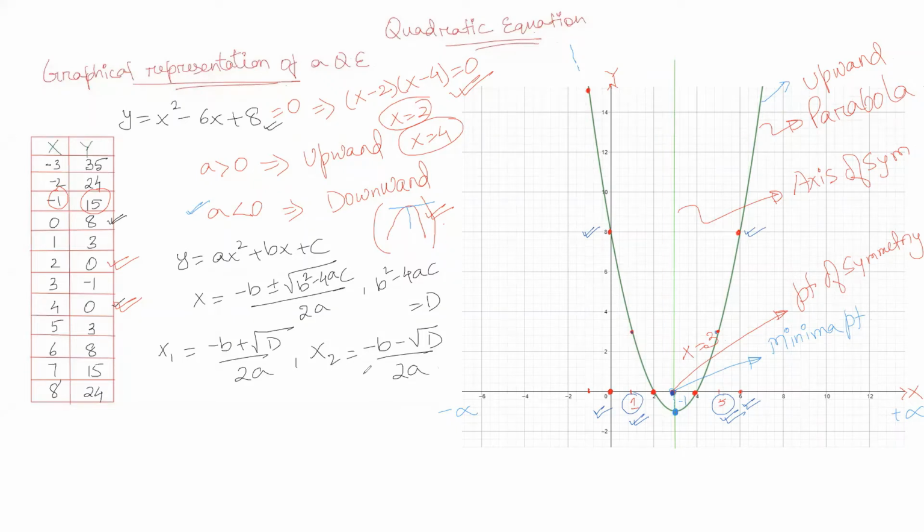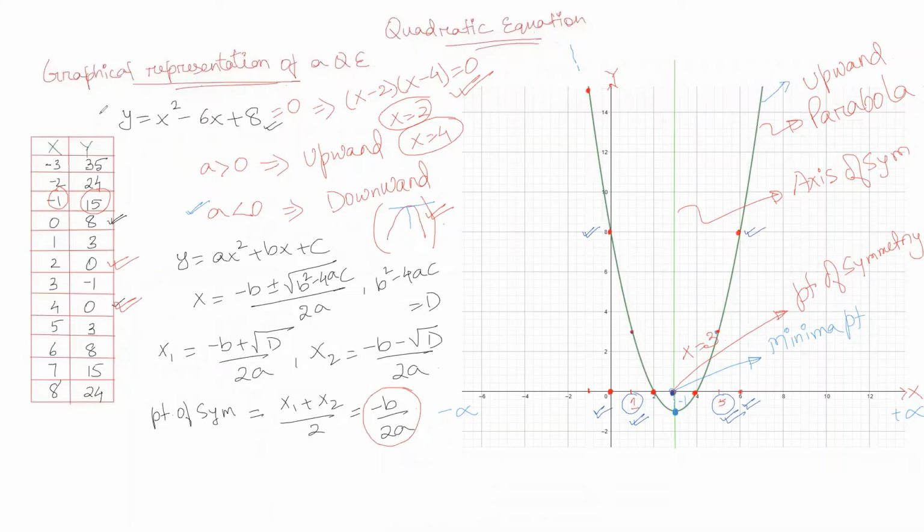And we know that the point of symmetry can be found simply by taking the midpoint of these two roots. So the point of symmetry would be x1 plus x2 upon 2. If we put the values of x1 and x2 and divide by 2, we get the point of symmetry as minus b upon 2a. So simply by using this minus b by 2a, we can find the point of symmetry for any quadratic equation.